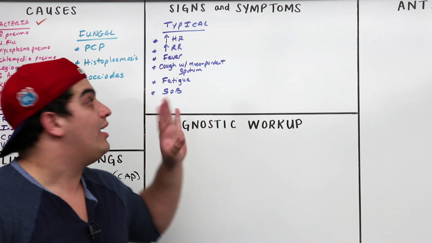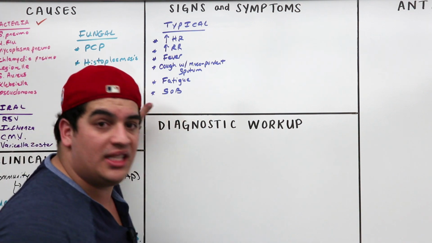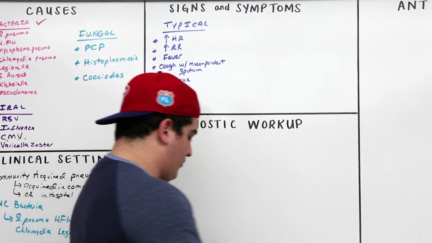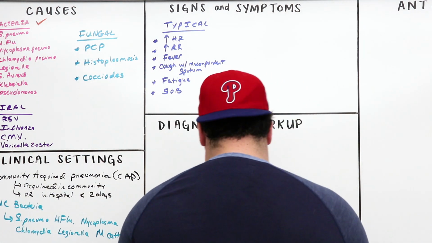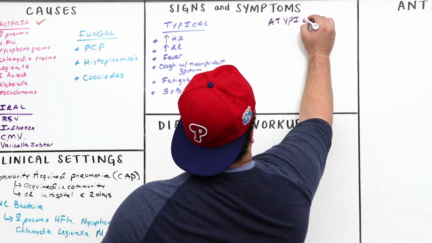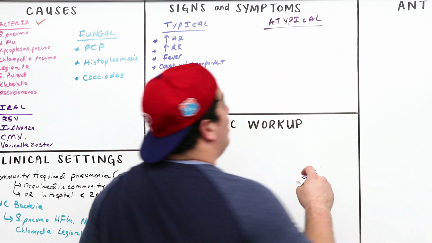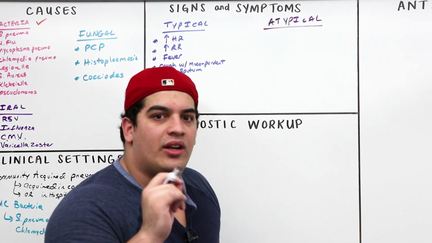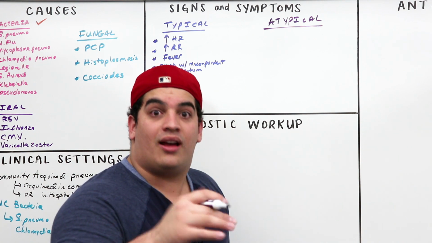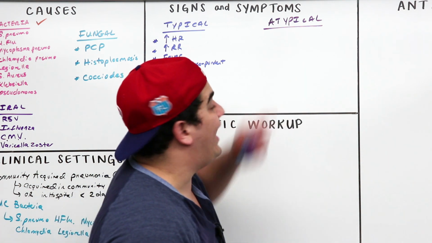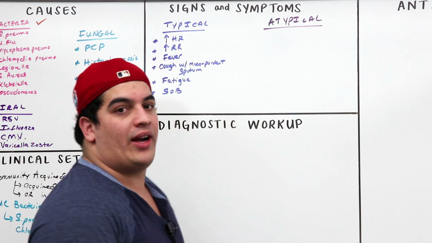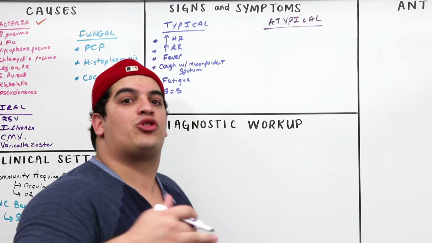What do I mean by typical? Bacterial in origin. All of these bacteria that we've already mentioned. The other one, let's do this color here. Your atypical, this is going to be more for those special bacteria that we talked about. Remember the mycoplasma, the chlamydia, the legionella, viruses, fungi, all of those are atypical. They don't generally present with any increase in respiratory rate or heart rate. They generally present with extrapulmonary symptoms.